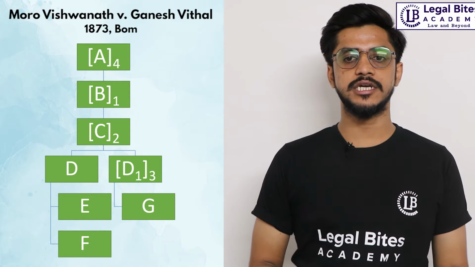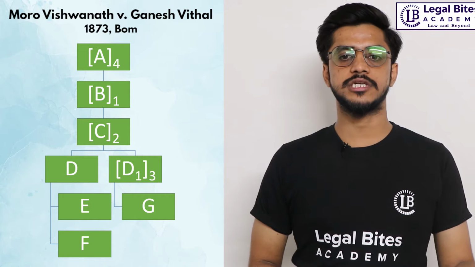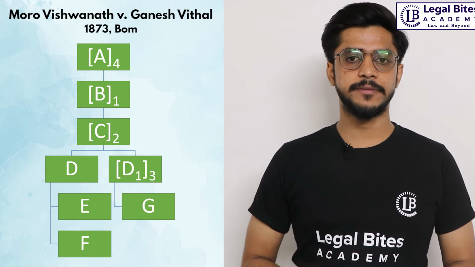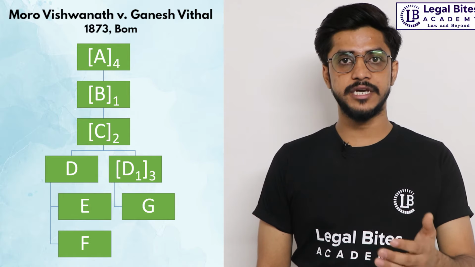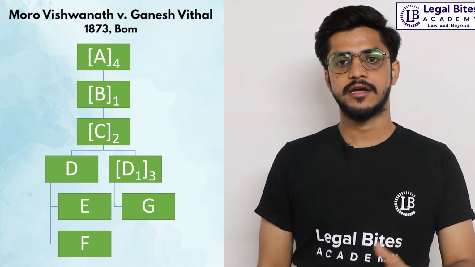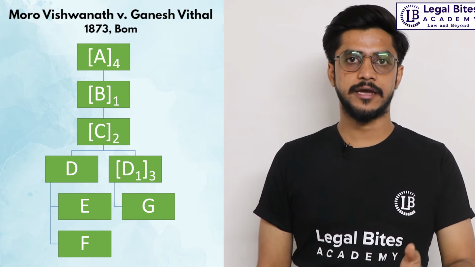C had 2 sons D and D1. D had 2 sons E and F. D1 had a son G. Here what happened was, B died first, then C died, then D1 died. And A was the last to die here.